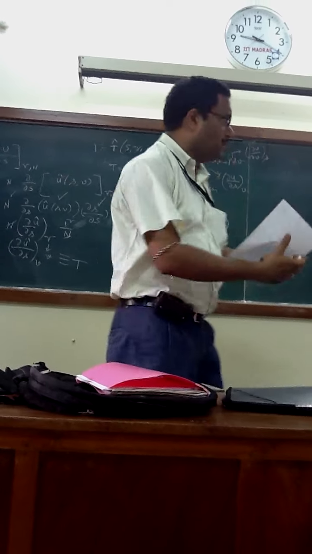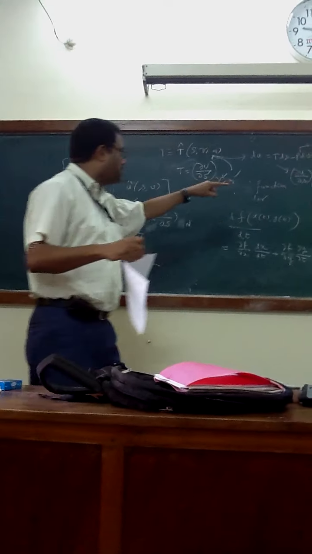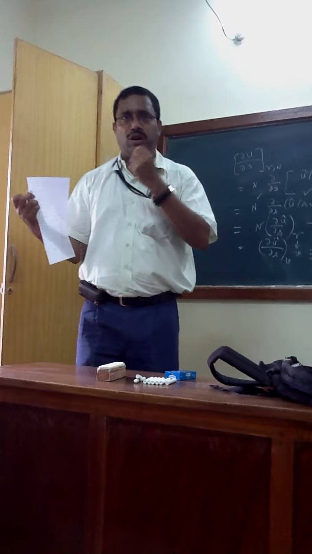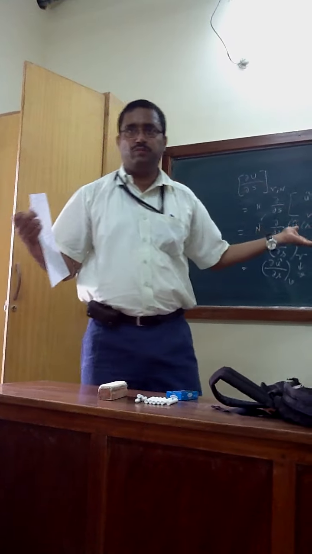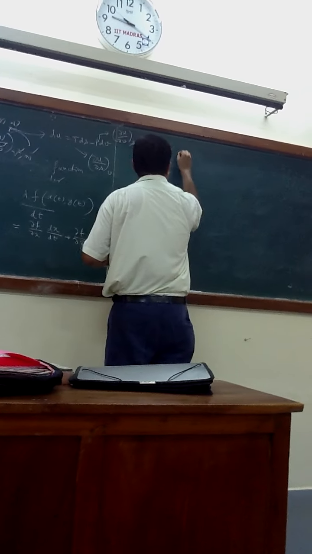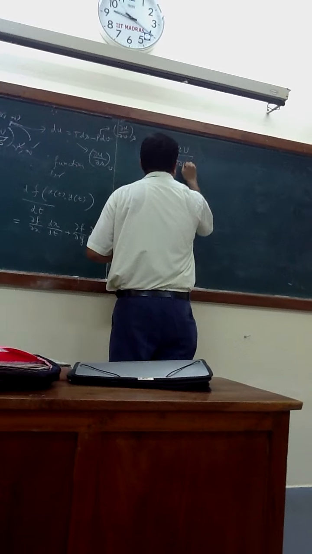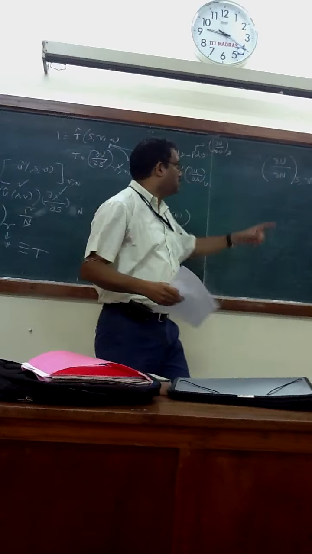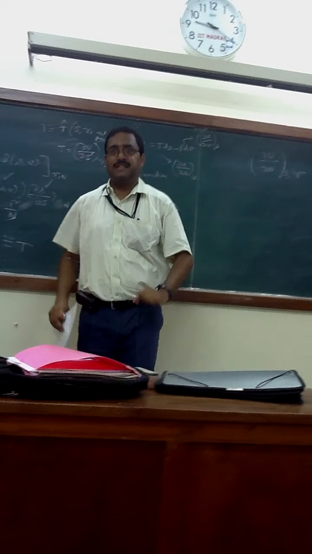The second part I am not going to prove, that is ∂U/∂V at fixed S, equals ∂u/∂v at small s, equals minus P. That you can prove the same way. Next is ∂U/∂N at fixed S, V. You have to write with respect to the specific properties.